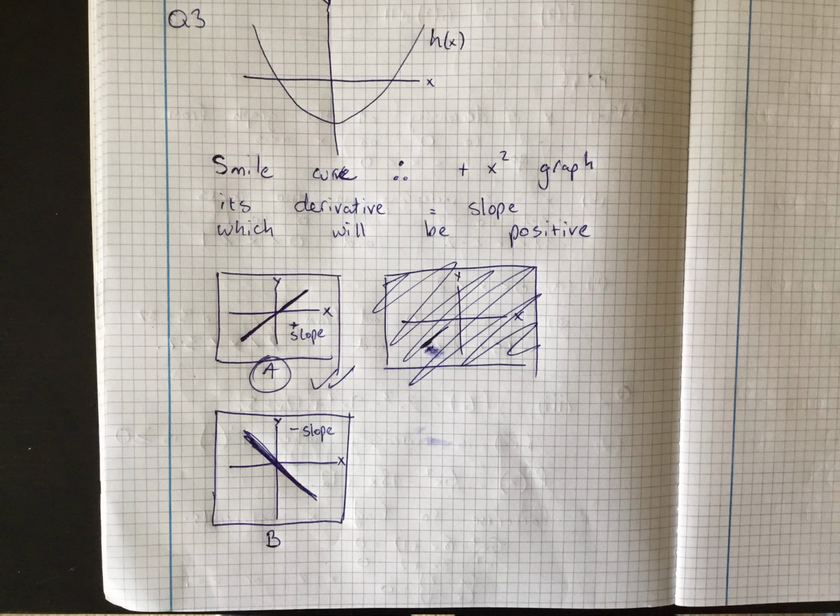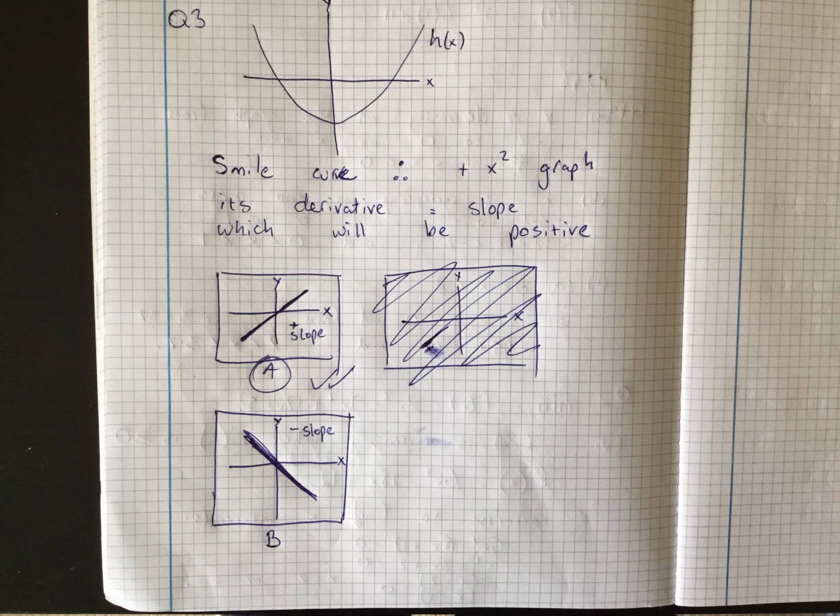As I've written there, the smile curve, it's a U shape, therefore I've got a positive x squared graph. When I get the derivative of this graph, it will give me the slope, because we've done that in all of the previous questions. We derive something, we get the first derivative, and it's equal to the slope, so we can use that to figure out whatever we want to. Because I've got a positive x squared graph, it means that the slope is going to be a positive value.